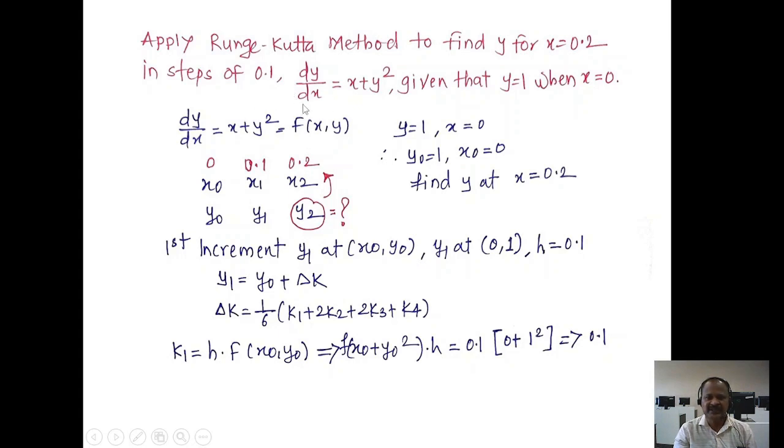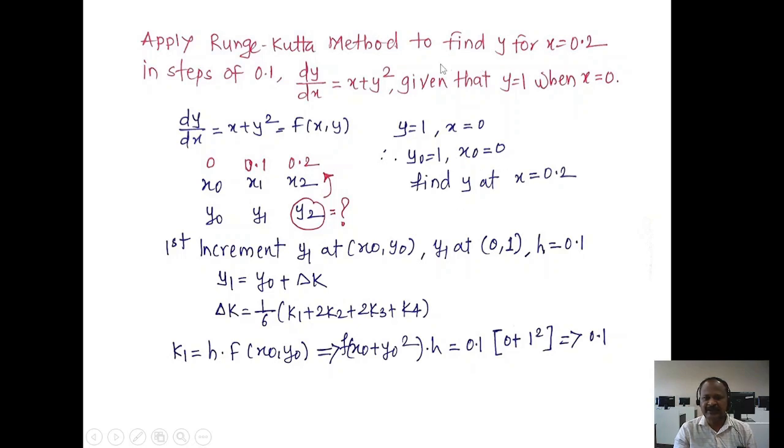So here dy by dx is given. So dy by dx is equal to x plus y square, and we have to write it as f of x comma y. So f of x comma y is x plus y square. This is given. Then given that y is equal to 1 when x is equal to 0, so you can write y is equal to 1, x is equal to 0. So this is the y0 value given. So y0 is equal to 1 and x0 is equal to 0.